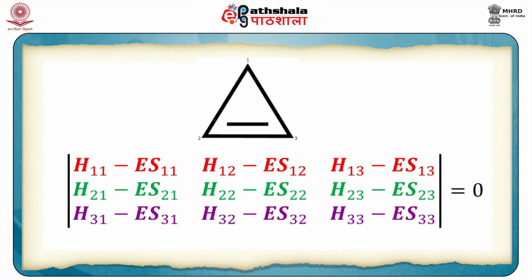Here you can see that H11 minus ES11 is the first term, then we have H12 minus ES12, and then the third term is H13 minus ES13, and the last row would be H31 minus ES31, then H32 minus ES32, and then H33 minus ES33. That is the general form of the secular determinant.